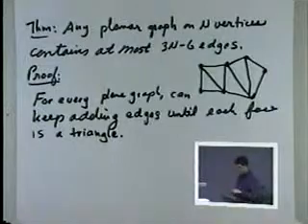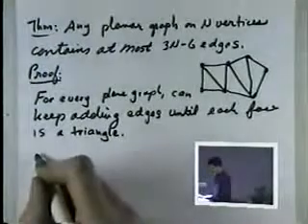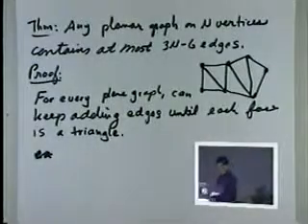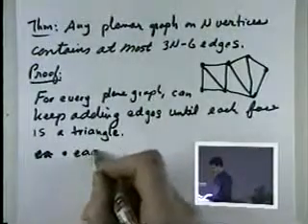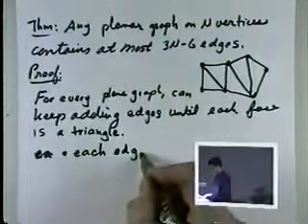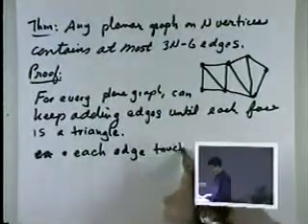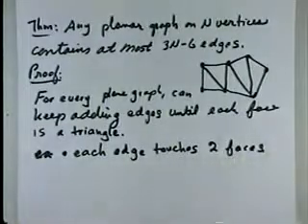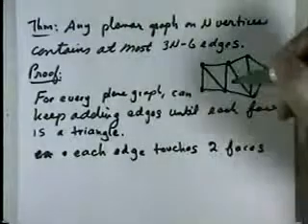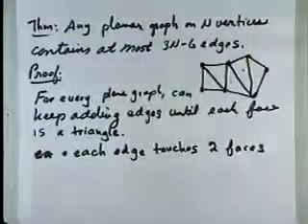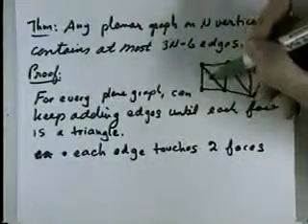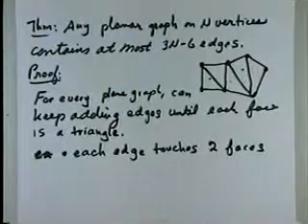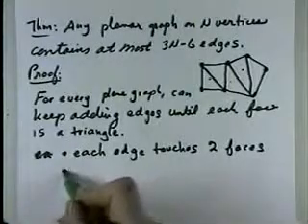And the result is that now, let's see what math we can say. Well, we can say two things. We can say that each edge touches two faces. Because this edge touches this face and this face. This edge here touches this face here, and also the outside face. So each edge touches two faces.